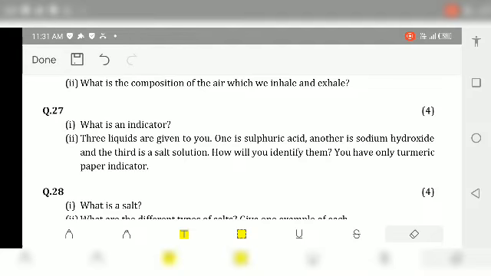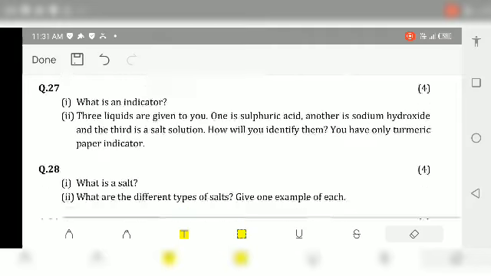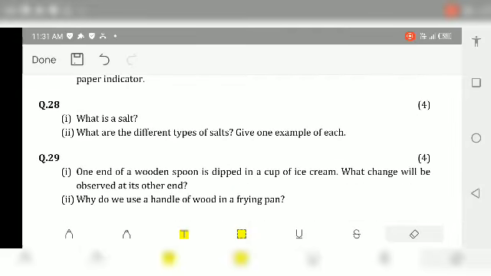Next question: what is salt? What are the different types of salt? Give one example of each. A salt is a substance formed by the reaction of an acid with a base. Next question: what are the different types of salt? Salts can be of three types: neutral salt, acidic salt, and basic salt.